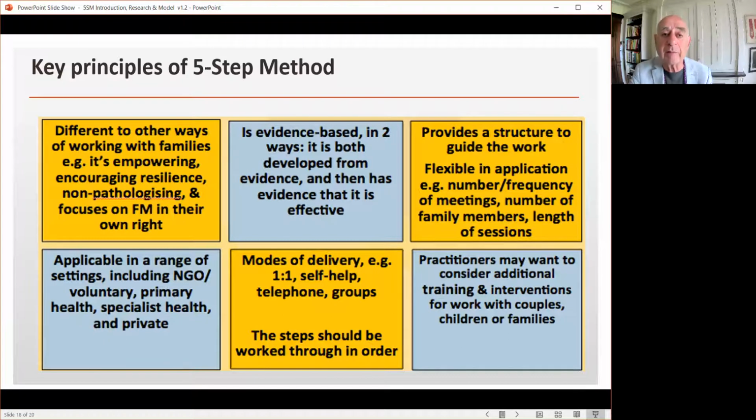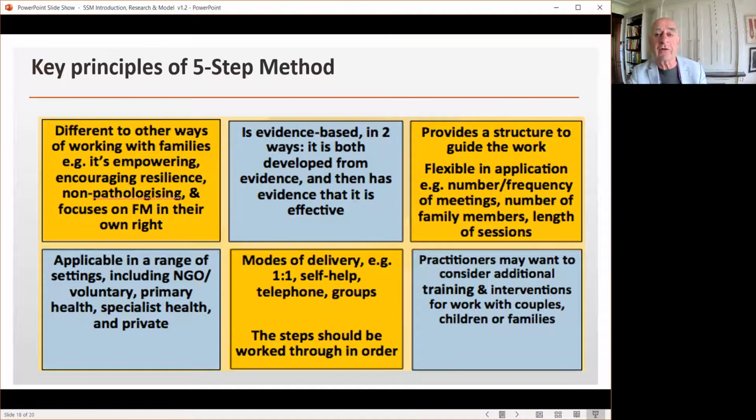It focuses on the family member as someone who has needs in their own right, and who, if they are stronger and more resilient, will also be able to deal better with the person in the family who's got the addiction, gambling, alcohol, drug problem. It's evidence-based and in two ways. Firstly, it's developed from the evidence. The stress, strain, information, coping support model is developed from the evidence. The 5-step method is developed from that evidence, and then it has evidence that it is effective. It provides a structure to guide work.